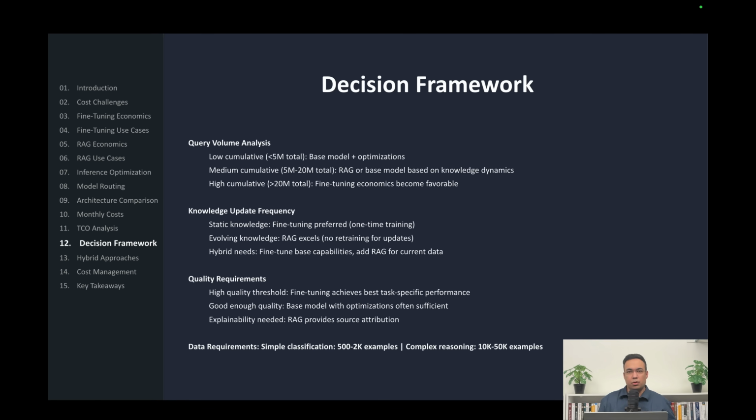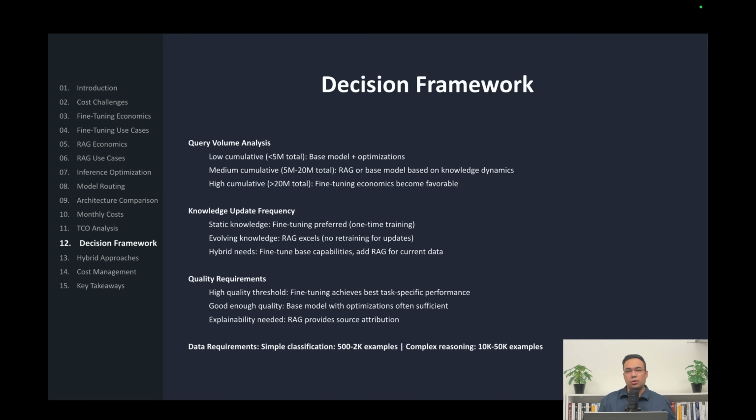For low cumulative volume, meaning less than 5 million total queries, you should choose base model plus optimization. The upfront investment in alternatives just doesn't make sense in this case. For medium cumulative volume, which is roughly from 5 million to 20 million total queries, you should choose RAG or base model based on knowledge dynamics, which we'll discuss in a moment. For high cumulative volume exceeding 20 million total queries, fine-tuning economics become much more favorable because you have sufficient volume to amortize the upfront training costs.